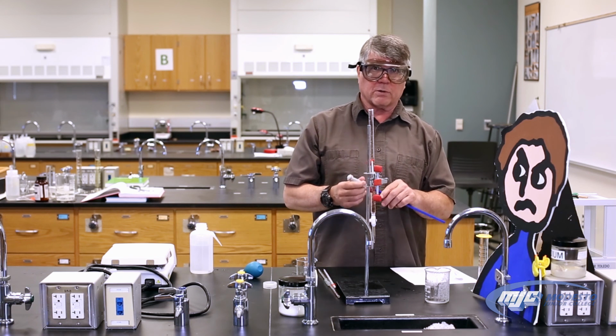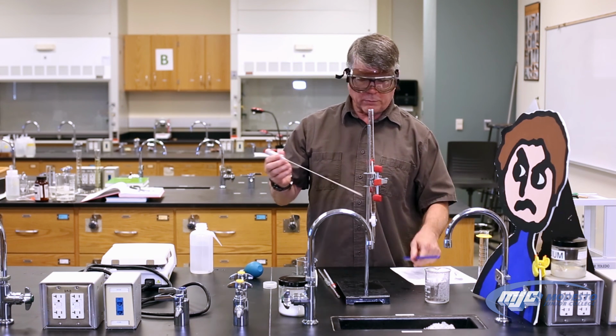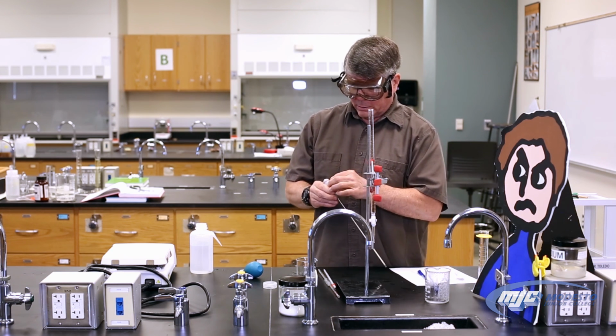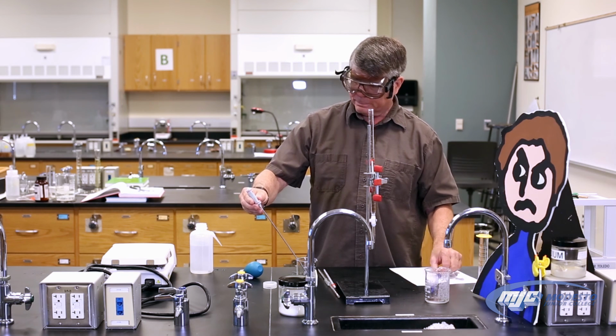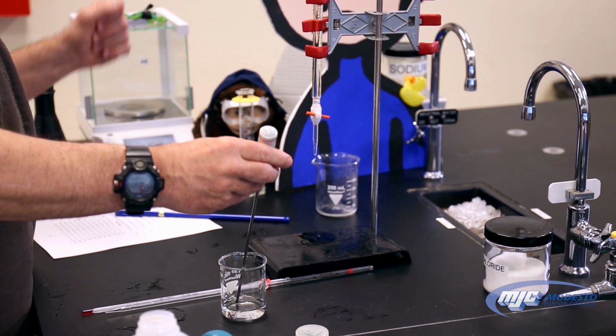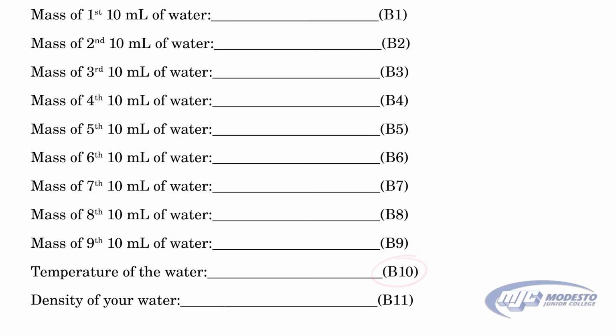We need to measure the temperature. So what we do is we take the digital thermometer, turn it on, record this temperature. 1 place past the decimal, degrees Celsius, that's going to be B10.